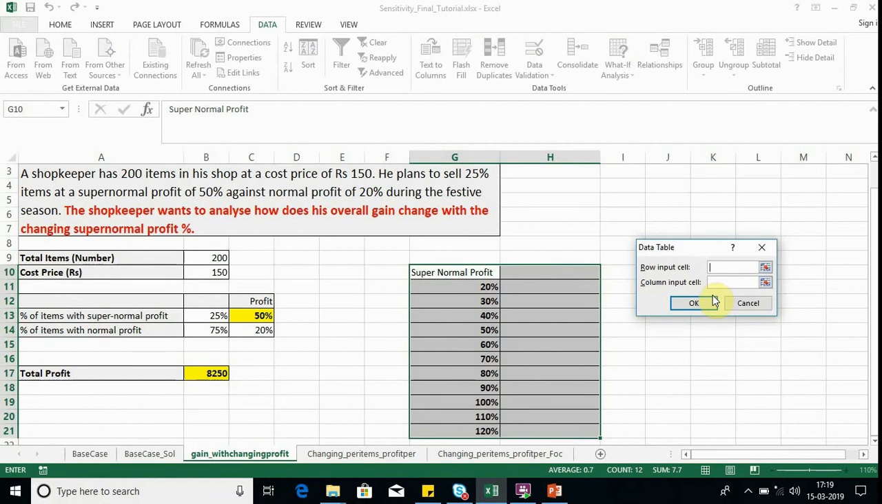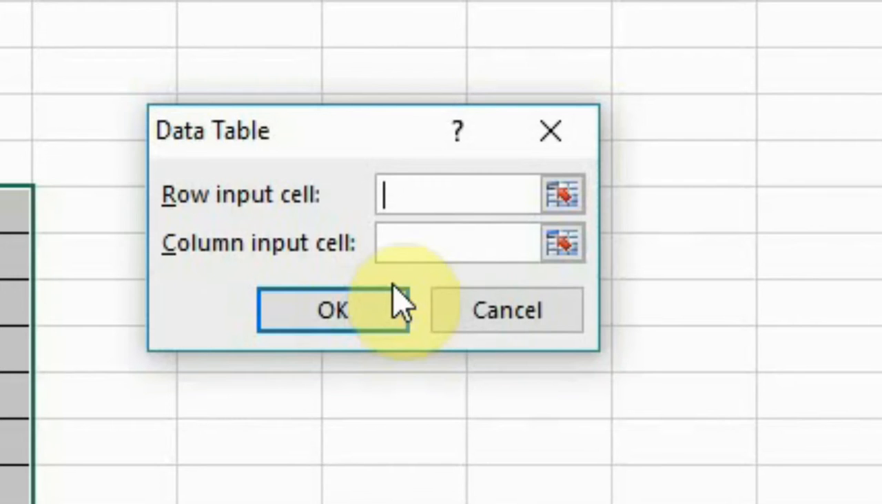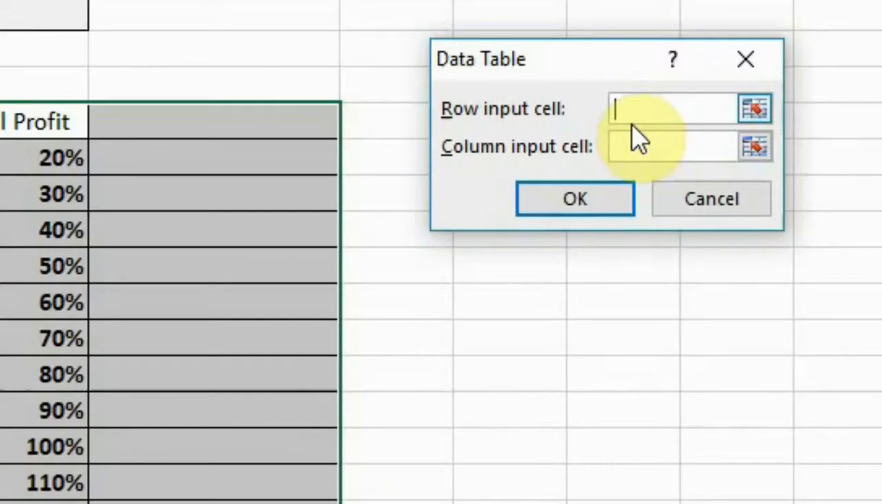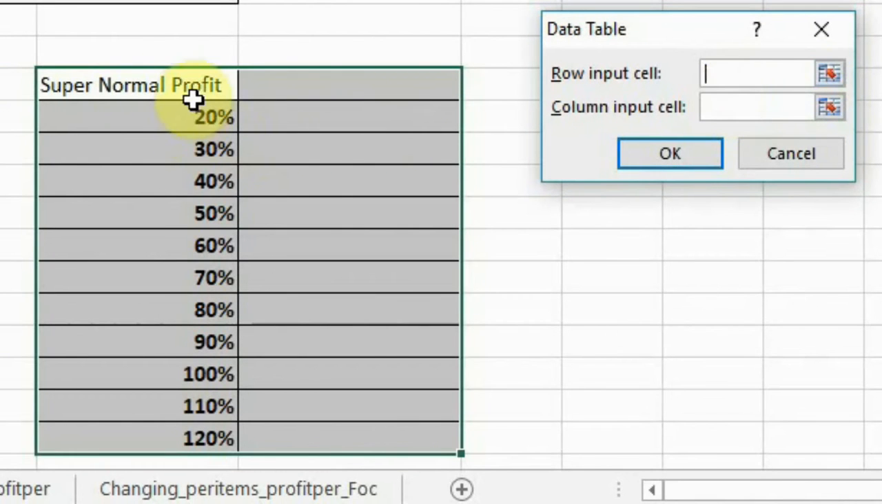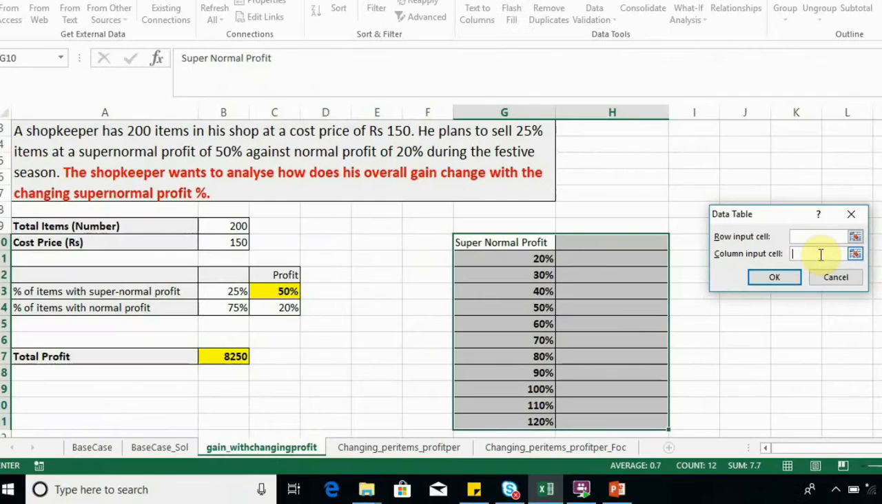In the data table dialog, you'll find that there are facilities for entering two values, row input cell and column input cell. It basically refers to the values for which you want to do the scenario analysis. In this particular case, since the values of the supernormal profits are stored in a particular column, so basically the values are changing in a particular column, we need to enter the values in the column input cell. Okay. So which value are we referring to? We were referring to the profit percentages. So this is what we'll be entering over here.